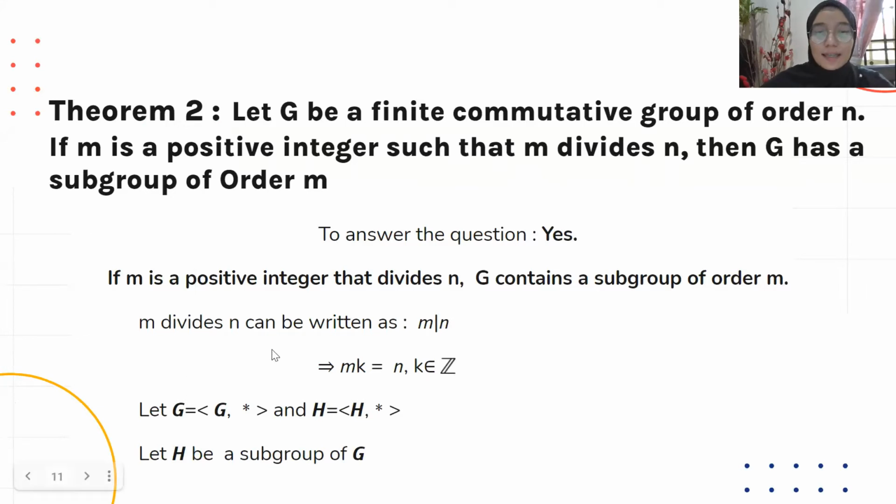Alright, so m divides n can be written as this: m is a divisor of n. So this can also be written as m times k equals n, where k is any integer. So now we let G be a multiplicative group, G star, and H the subgroup of G as H star. So H is a subgroup of G.